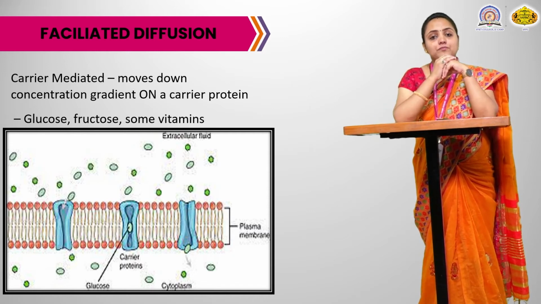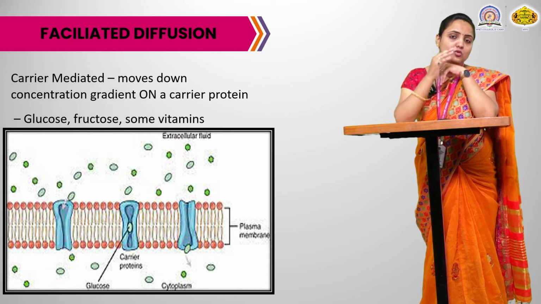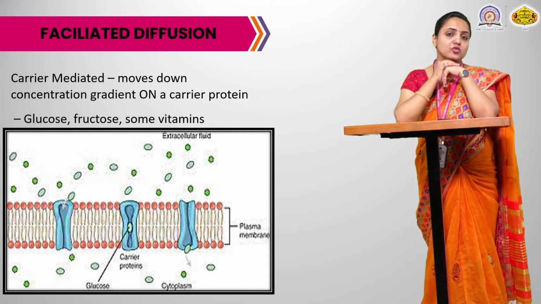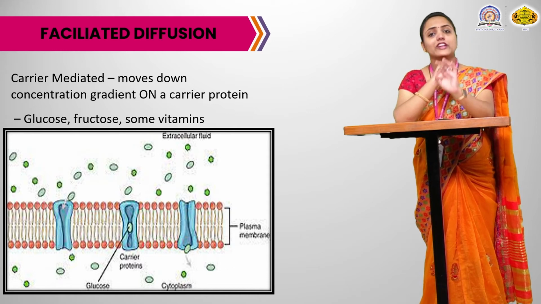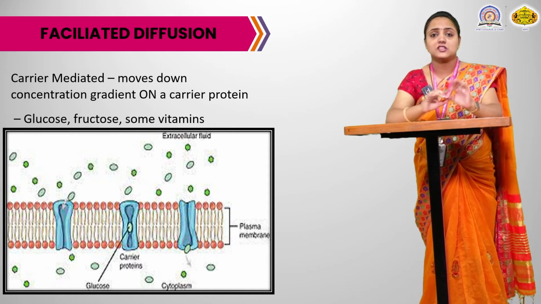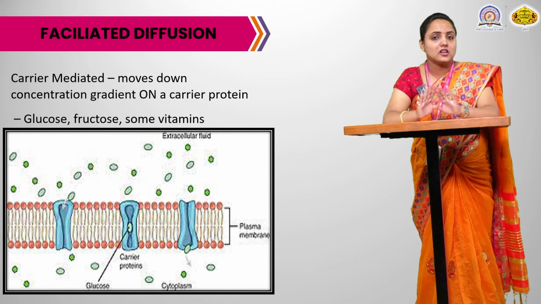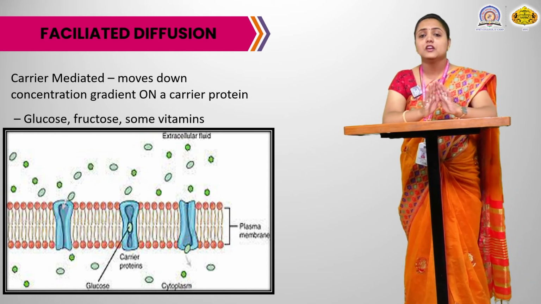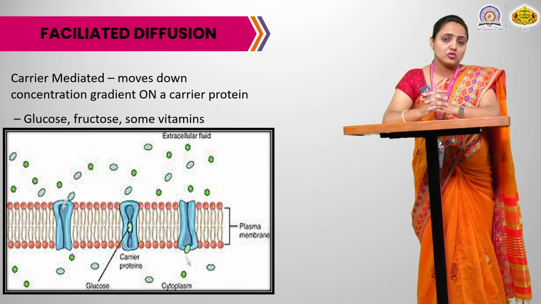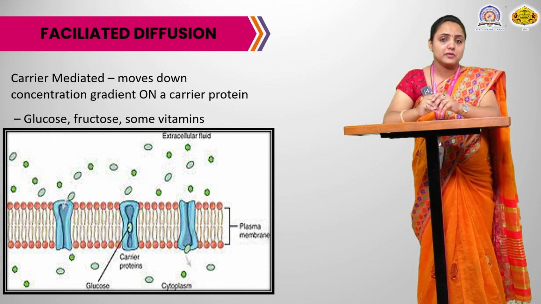Now what is happening over here? There are some transporters. For example, for glucose, the GLUT transporter is used. When a GLUT transporter is present, it can only bring glucose inside the cell. No other molecule can be transported by using a glucose transporter. So it is a selective type of permeability.